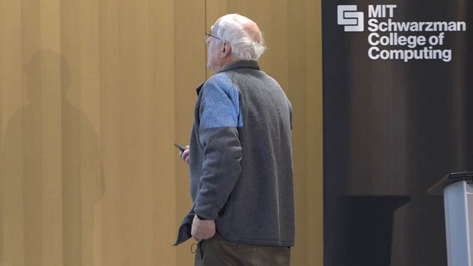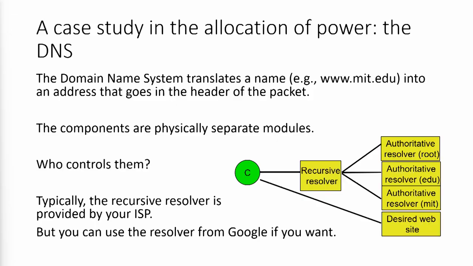Okay, so here's a case study. I want to talk about the domain name system. I want to talk about allocation of power. I think most people know what the domain name system does, right? It translates a name like www.mit.edu into an address that goes in the header of the packet. That's where the addresses come from.